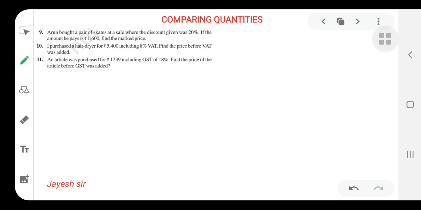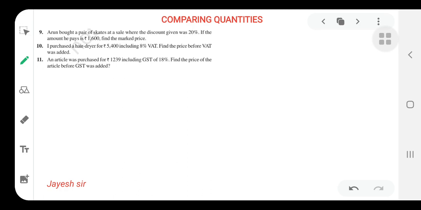Marked price is equal to selling price plus discount. Yes or no? Because selling price plus discount will give us the marked price. Let us assume 100. Why am I assuming 100? Because that would be easier. That means I am getting a 20% discount, and after the 20% I am paying 1600.